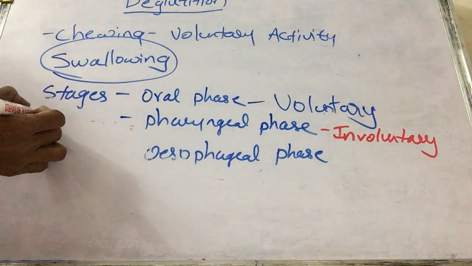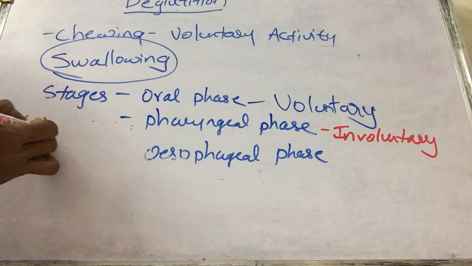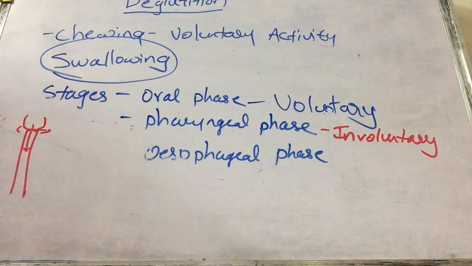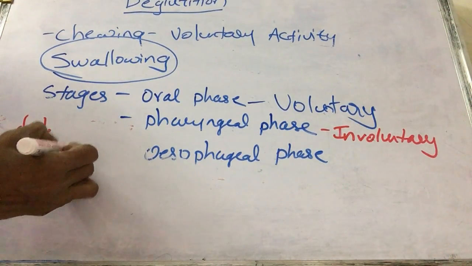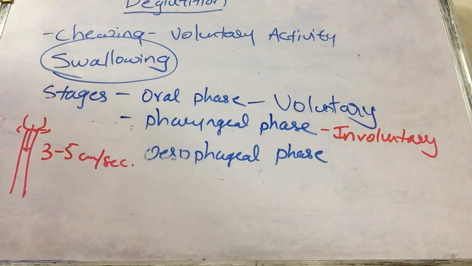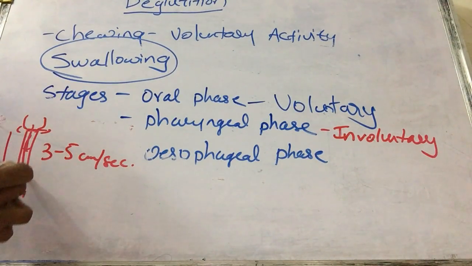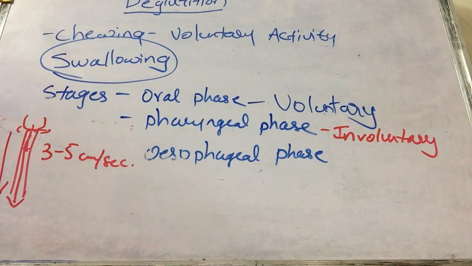So the upper esophageal sphincter first relaxes so that the food enters into the esophagus. Once the food enters, it closes so that the food is not regurgitated back into the pharynx, and a peristaltic wave occurs at the esophagus so that the food is passed from the esophagus into the stomach, and this wave travels 3 to 5 cm per second, and it takes about 10 seconds for the food to travel throughout the esophagus.